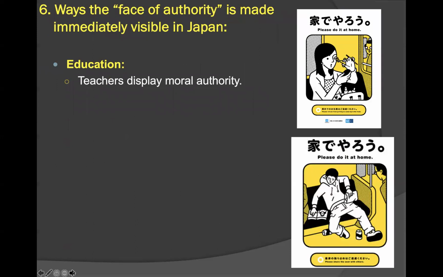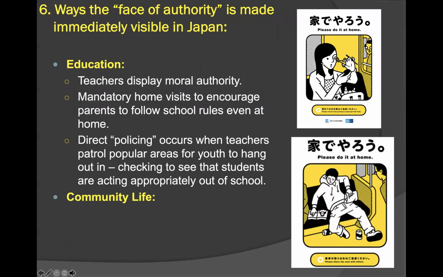In terms of implementing control in the area of education, teachers display moral authority to their students, so they're constantly serving as a representative of what is moral. There are also mandatory home visits to encourage parents to follow school rules even while they're at home. So rules that are meant to be followed in the school are also supposed to be followed at home.